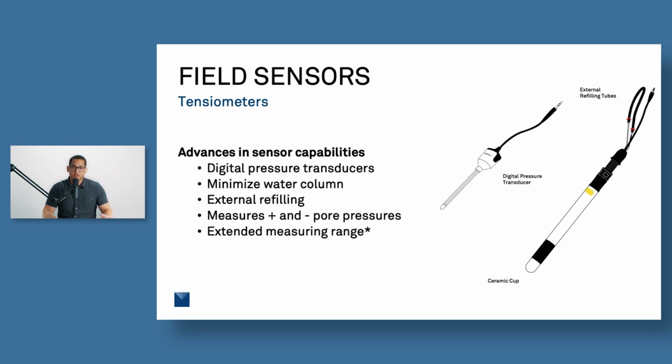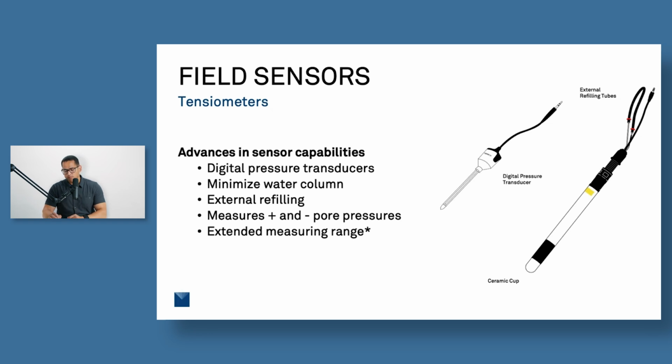Some of the other things we've tried to do is minimize the water column. So some traditional tensiometers you'll see have a really large column of water, which you actually have to correct for in the measurement. It's also more to have to fill. And when you're trying to extend and get the best measuring range, the more water you have to fill in there, the harder it is to get really good degassing and have the tensiometer have that full range capability that we're looking for. Some of the other things we've done is added external refilling tubes to the tensiometers to make it easier when they do cavitate to come out in the field and refill them without having to pull the sensors out.